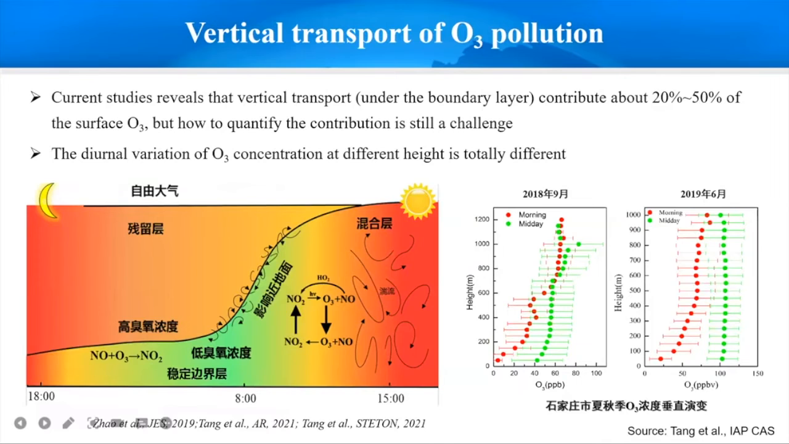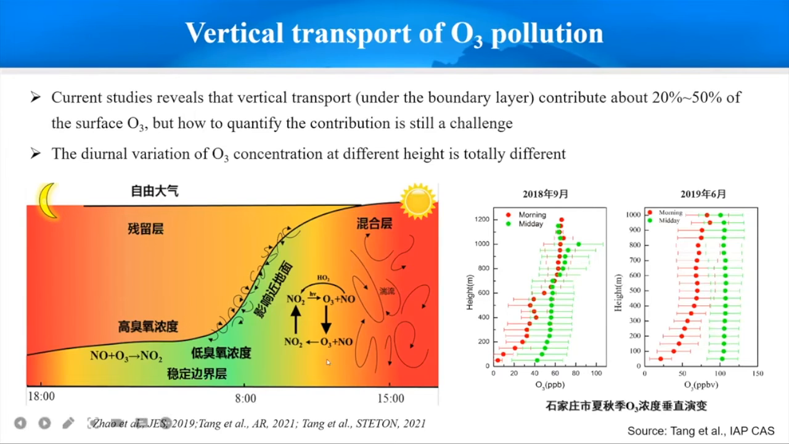And talking about the ozone pollution, we cannot forget the vertical transport, because the current study revealed that the vertical transport under the boundary layer contributes about 20 to 50% of the surface ozone. So what we observed at the surface monitoring station, the ozone during the day, may come from the pollution from above the surface. But how to quantify the contribution is still a challenge.